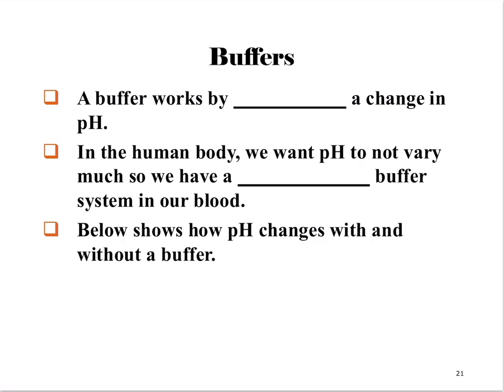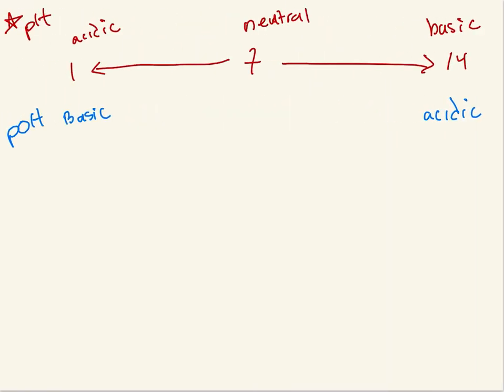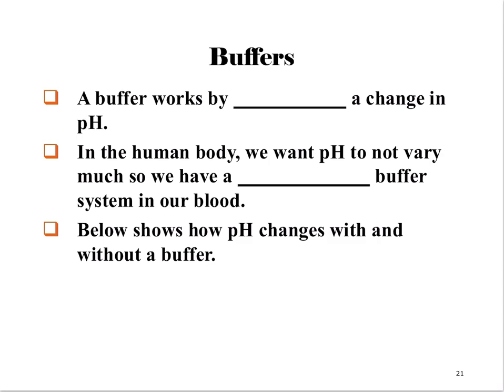And so the basic idea with a buffer, question? This slide? So the basic idea with a buffer is a buffer works by resisting a change in pH. And so in our blood, we have a carbonic acid carbonate buffer system, right? Because you can imagine that in your body, you don't want the pH to change a whole lot. You want the pH to remain within some range.